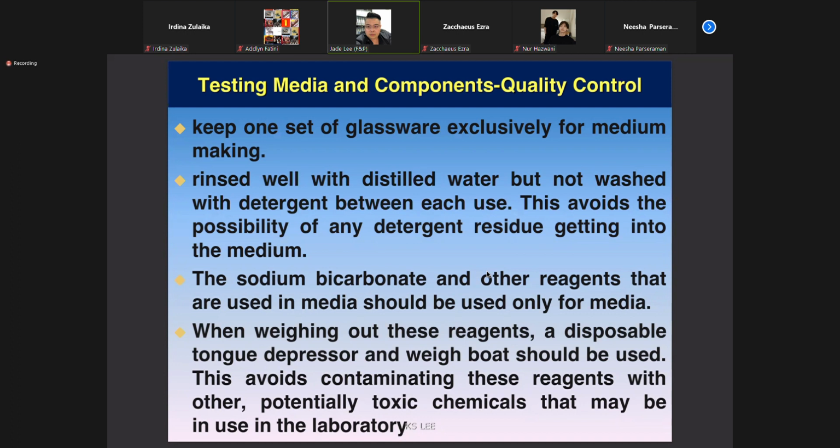Okay, so when weighing out these reagents, a disposable dispenser or a weigh boat should be used. This is to avoid contaminating the reagent with others, since potentially toxic chemicals may be used in the laboratory. If you don't change your weighing boat, this contaminant may get into your media and be toxic to the cell.